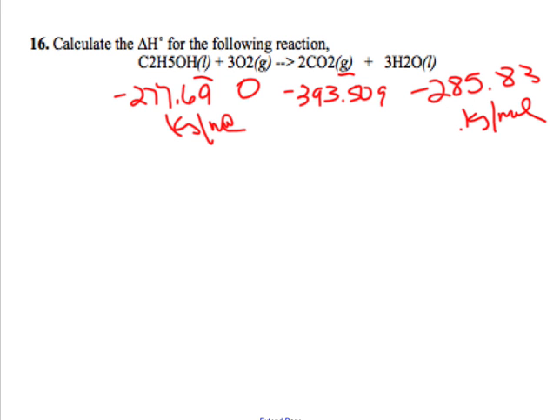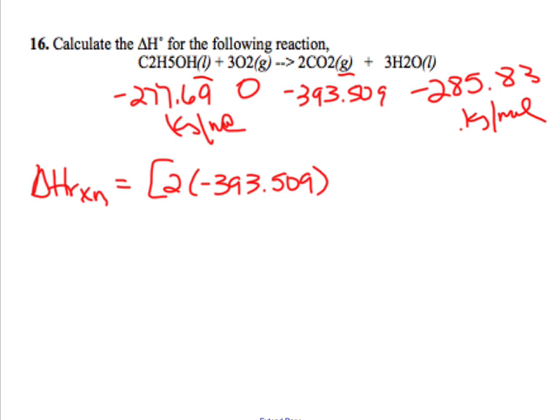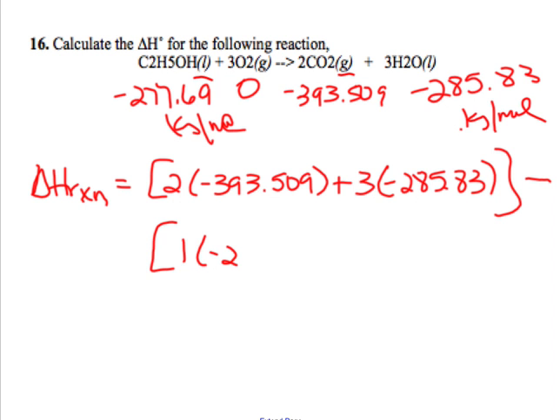All right, so there's my values. Now I can plug these into Big Mama. Delta H of the reaction is equal to products, 2 times negative 393.509. Sig figs will be easier when you don't use a table. They're going to be more reasonable. Plus, it's the sum of the products minus the sum of the reactants.